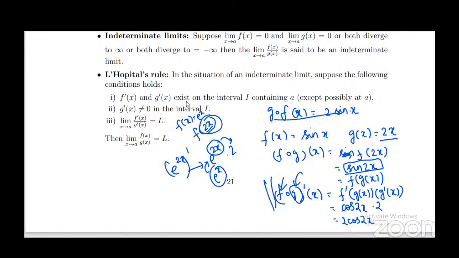Thank you. Ma'am, could you please show us how you could do this: 1 by 2x whole to the power of x?